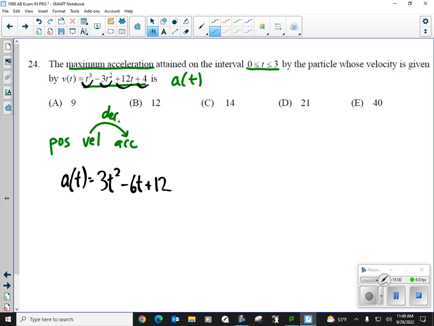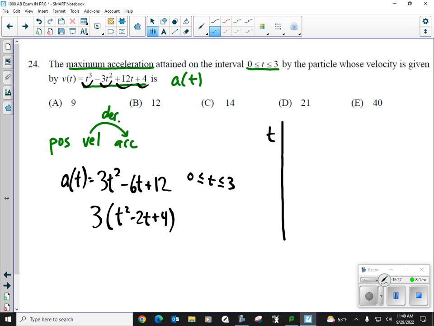So I've got to find the max value between 0 and 3. Let's factor out a 3 first. I'm going to take 3, and end up with t squared minus 2t plus 4. So what I'm going to do now is figure out my t values and figure out the corresponding a of t. I'm going to literally calculate from 0, 1, 2, 3 the actual values for acceleration.